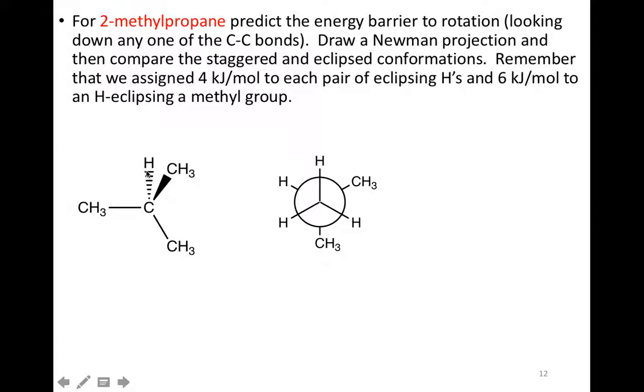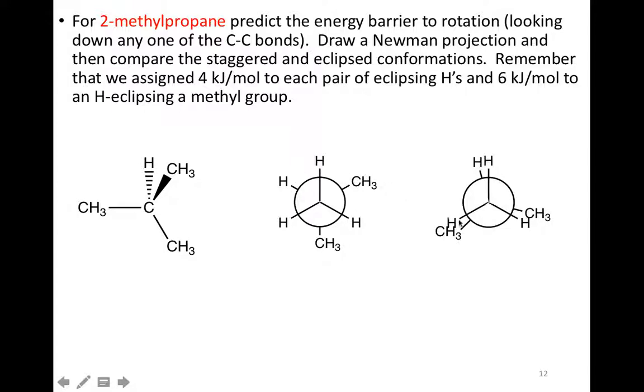So let's do an example. Let's draw the Newman projection for 2-methyl propane and then predict what the barrier to rotation is going to be. So here's methyl, and I've got a 2-methyl propane. And so if we look down this bond, the front carbon is going to have all hydrogens. The back carbon is going to have a methyl group going down, a methyl group going up into the right, and then a hydrogen going up into the left. And so this would be the staggered conformation.